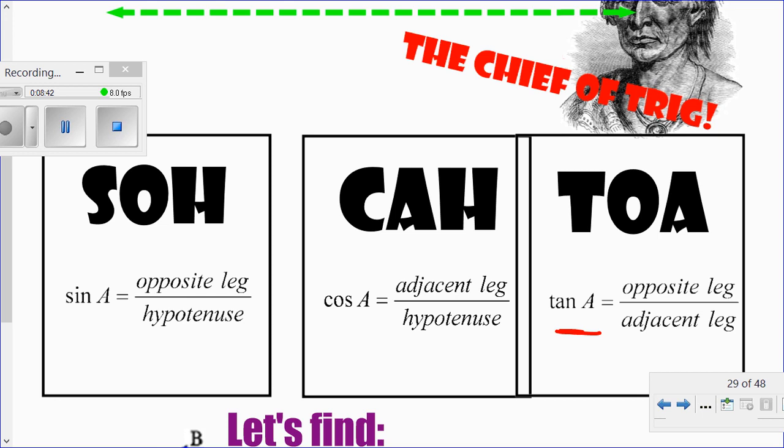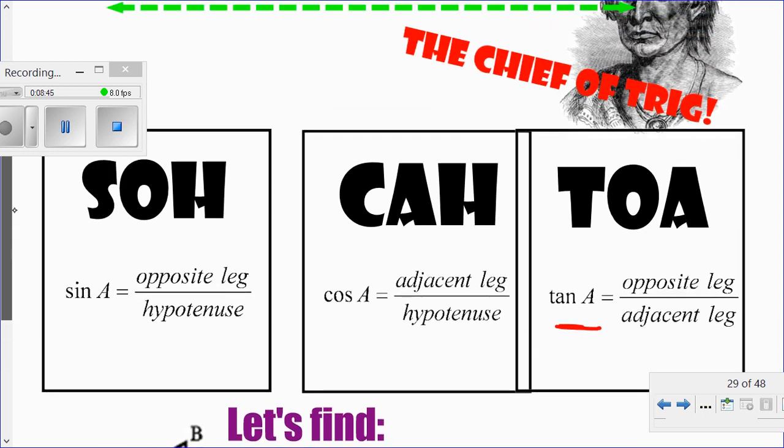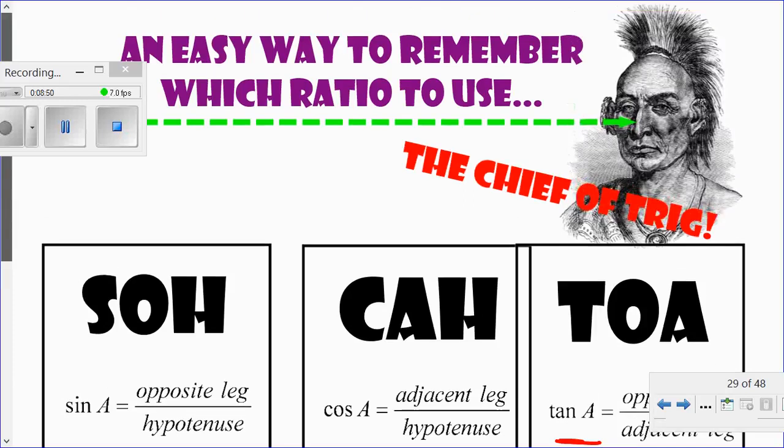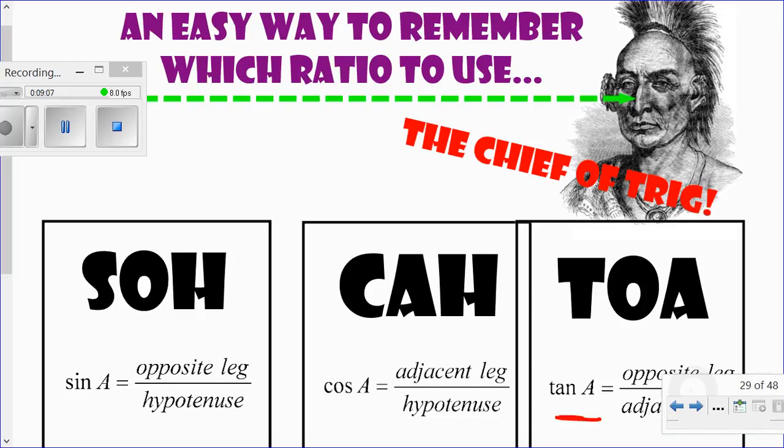So someone at some point, I don't know when, but a long time ago, realized that there might be an easy way to help remember these trig ratios because we're going to be using them so often that we need to know that the sine is equal to opposite over the hypotenuse, that the cosine is equal to adjacent over hypotenuse, and that the tangent is the opposite over adjacent. So someone came up with a funny little way of remembering them, and that is that we have this chief of trigonometry, this Indian chief, and his name is Sohcahtoa. Sohcahtoa.